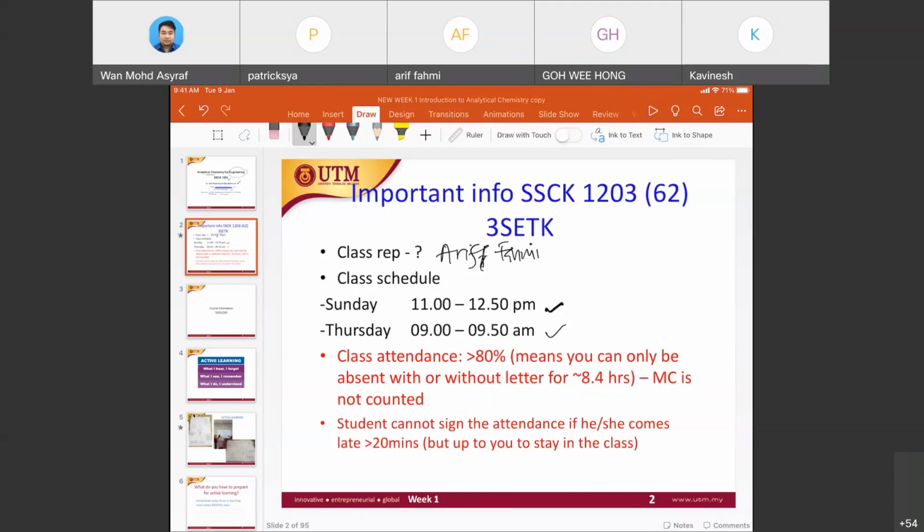Okay, so class attendance is the same as what we have practiced before. The minimum is 80% class attendance. So that's why I would need everyone who is present here to click on the attendance list that I have posted inside the group. If you have an MC, then it will not be counted as absent. If you have an MC, make sure you notify me maybe half an hour before class. Okay, all right. So is that clear for the course?